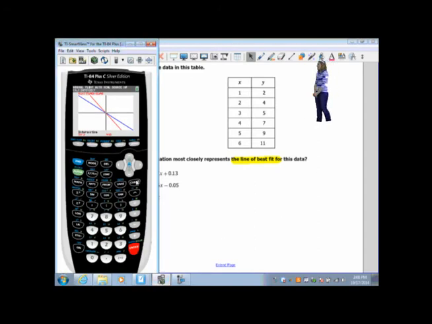So the first thing we're going to do is pull up our calculator and we're going to enter in our data. So we're going to go to Stat, Edit, and in L1 we are going to write our x values. So we're going to press 1, enter, 2, enter, 3, enter, all the way down to 6. And now that we have our x values entered in, we're going to right arrow over to L2, which will be where our y values are listed. So we're going to press 2, enter, 4, enter, and all the way down to 11.